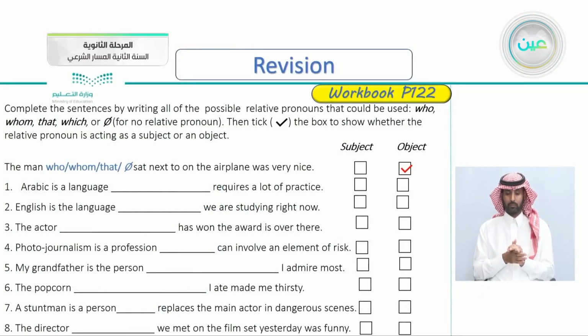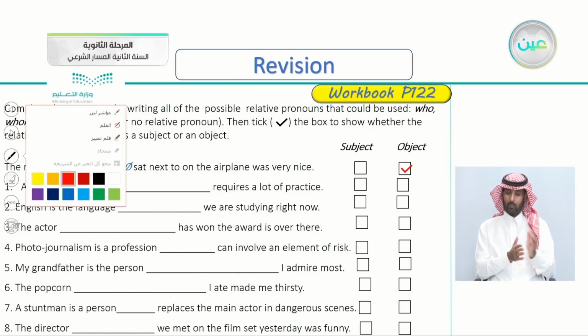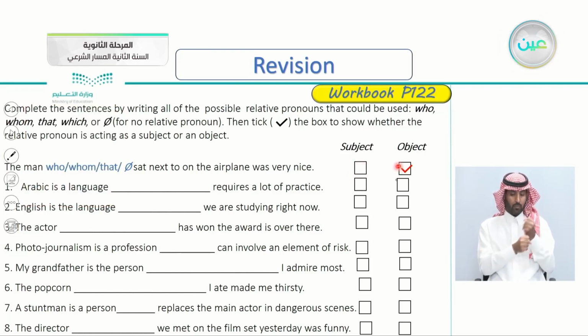Moving on to the next exercise here, page 122 in the workbook. Complete the sentences by writing all of the possible relative pronouns that could be used: who, whom, that, which, or nothing for no relative pronoun. Then tick the correct box to show whether the relative pronoun is acting as a subject or an object. You can see the first one is already done. The man who, whom, that, or no relative pronoun, because we can remove it. We can just say the man I sat next to on the airplane was very nice, because here it's referring to the object.